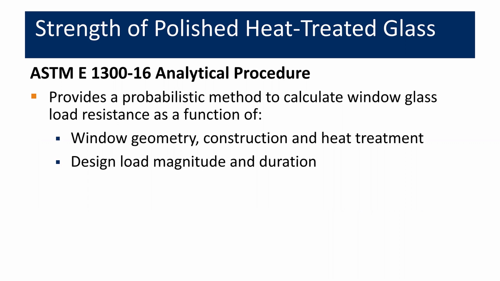Of interest to us today is the addition of the analytical procedure that was added in this last edition, which provides us a probabilistic method to calculate the window glass load resistance. It takes into account the window geometry, including the thickness of the glass, the rectangular dimensions of the glass, and also the construction. In this case, we're going to be talking about double IG units, or insulating glass units, and the heat treatment of the glass for a specified design load, both magnitude and duration.